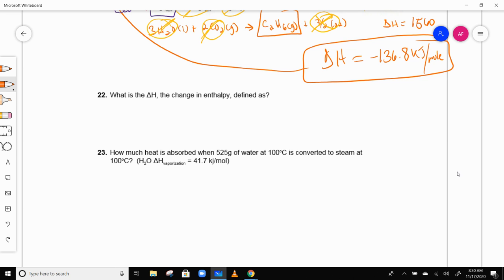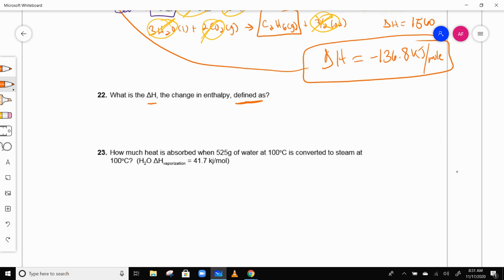Okay, enthalpy. Enthalpy is the total heat energy of the system, basically the heat energy of the system. So you can just look at that definition. I don't feel like writing it all out, but okay, next one.